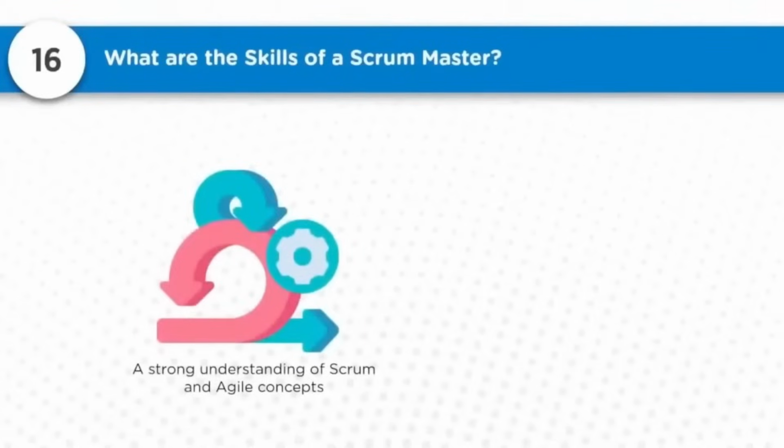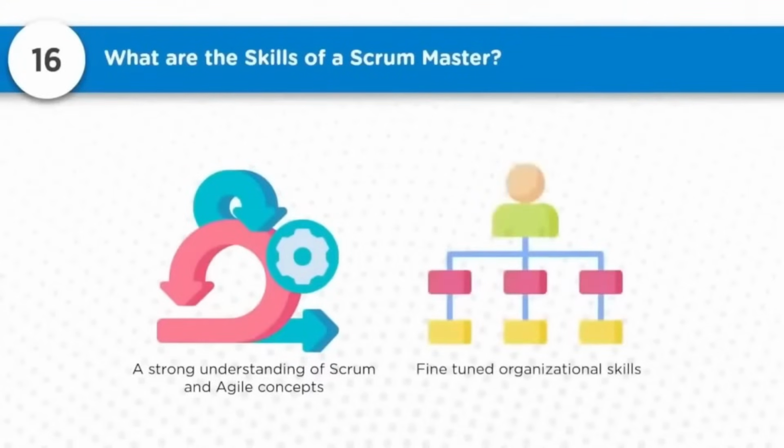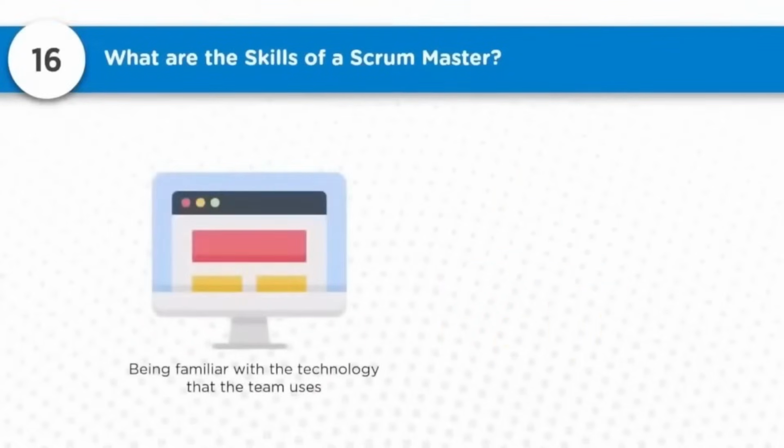A strong understanding of Scrum and Agile concepts. A Scrum Master should have fine-tuned organizational skills. So when the Scrum Master is working with a self-organizing team with various different capabilities, unless the Scrum Master has organizational skills and interpersonal skills, working with them will become difficult. The Scrum Master should be familiar with the technology that the team uses. A basic understanding of how it works, the dynamics associated with that.